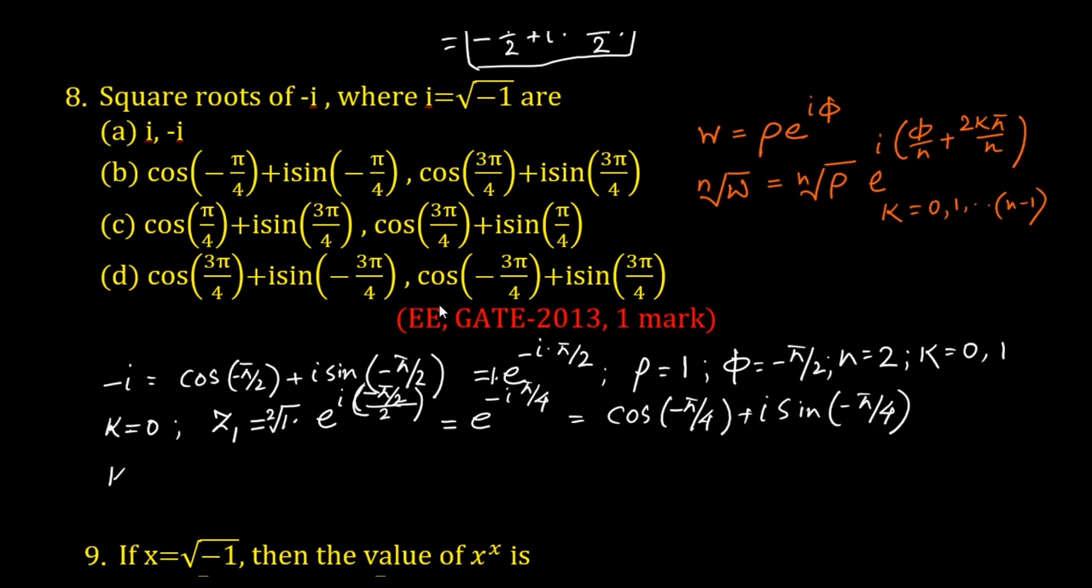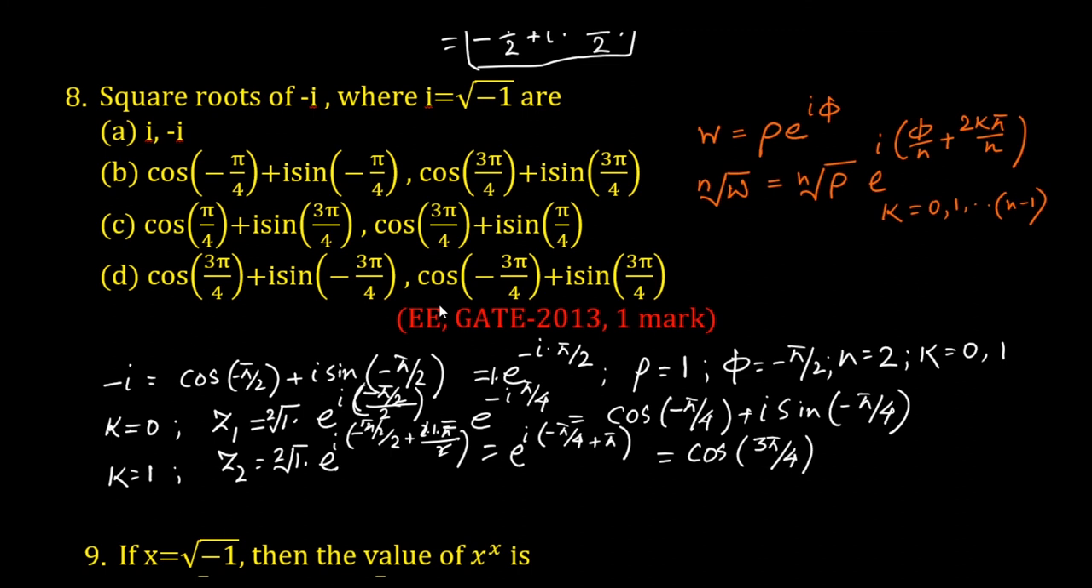So this is one square root, and the other square root can be obtained for k equal to 1. If I denote it by z2, again similarly, it is the nth root of rho, that means the square root of 1, into e to the power i into (minus pi by 2, that is phi by n, plus 2k pi by n). With k equal to 1, 2 into 1 into pi divided by n, which is 2, so the 2 gets cancelled. So it is e to the power i into (minus pi by 4 plus pi), and minus pi by 4 plus pi means 3 pi by 4. So this will be cosine 3 pi by 4 plus i sine 3 pi by 4. These are the two square roots of minus i.